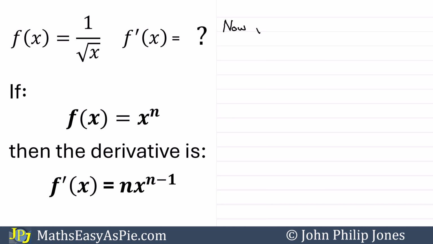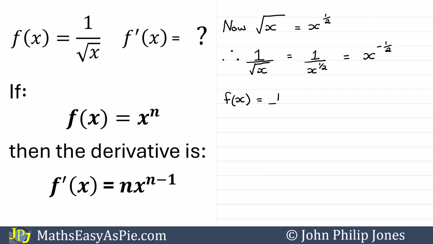Now, we know that the square root of x can be written as x to the power 1/2. Therefore, we can continue by saying that 1 over the square root of x can be written out as 1 over x to the power 1/2. Bringing that to the top, we end up with x to the minus 1/2. We have been given f of x equals 1 over the square root of x. Now we can see that this can be written as x to the minus 1/2.